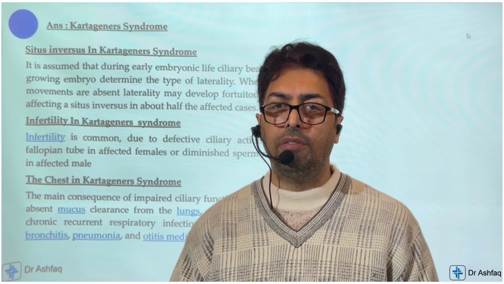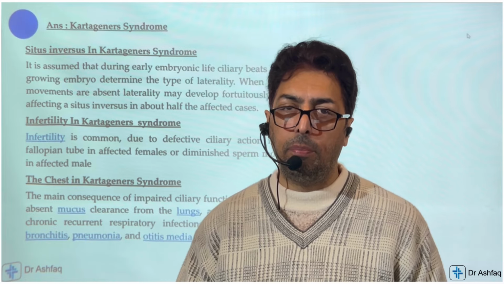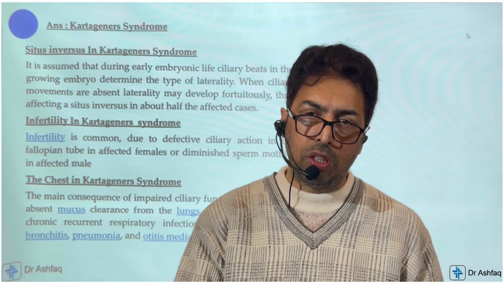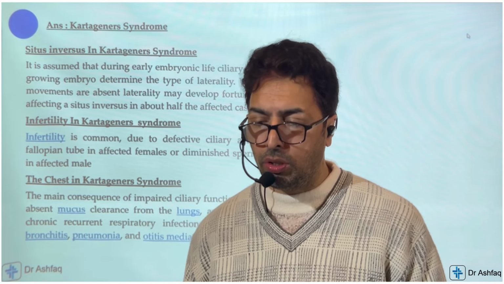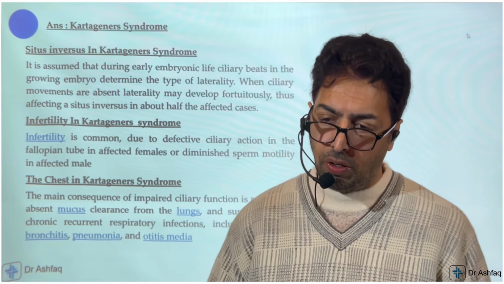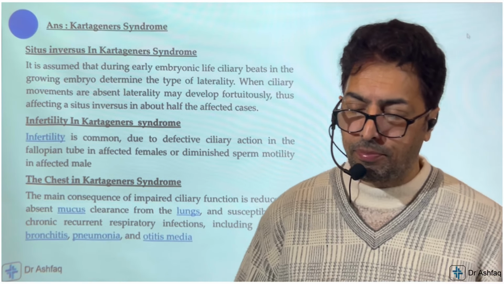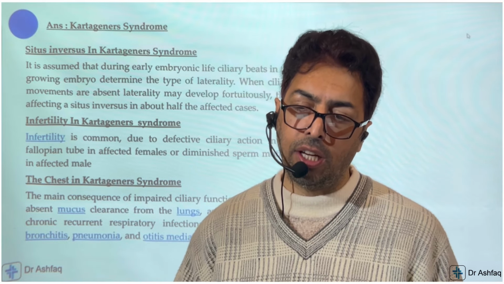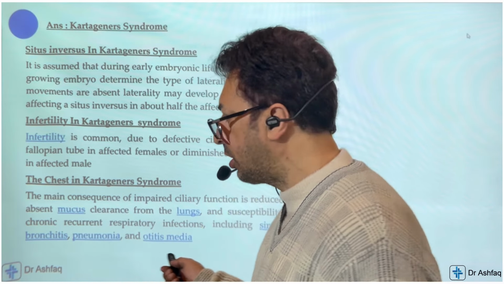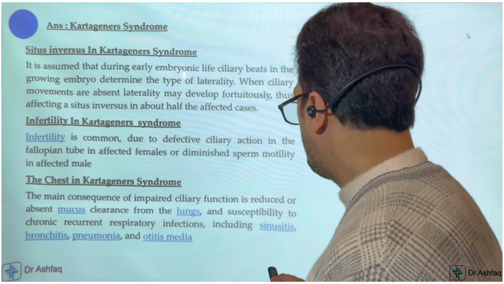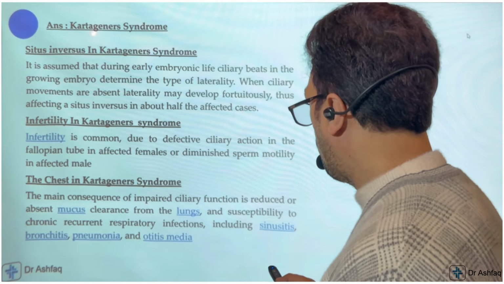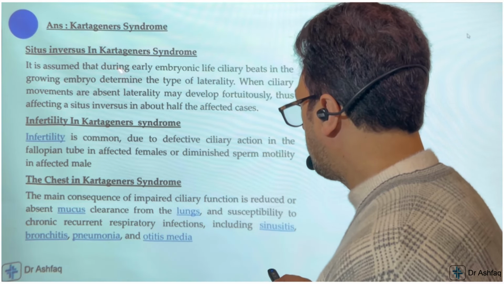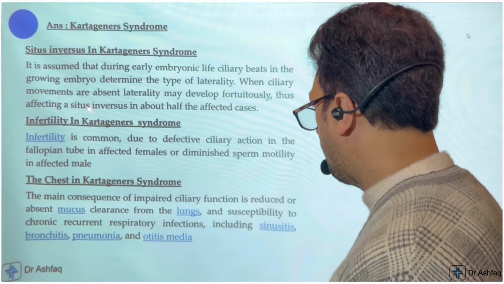So situs inversus means the organs which are present on the right side will be present on the left side, and the left-sided organs will be present on the right side. So that's important, and this clinical condition will be associated with dextrocardia. So situs inversus in Kartagener syndrome is because of the failure of the cilia to function in early embryonic life.